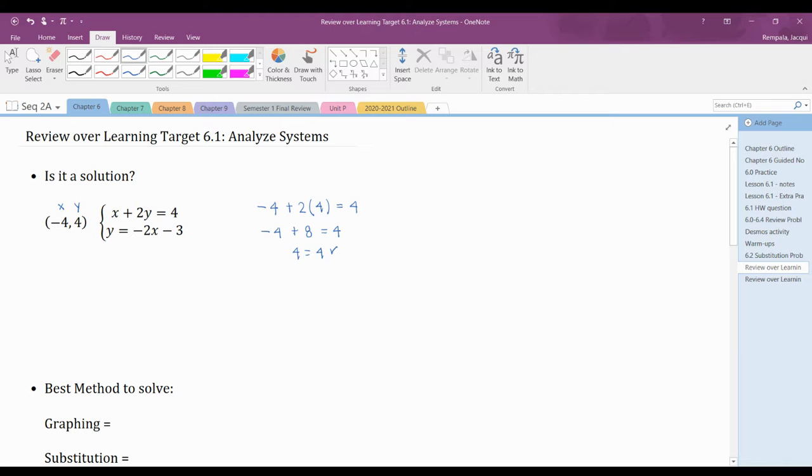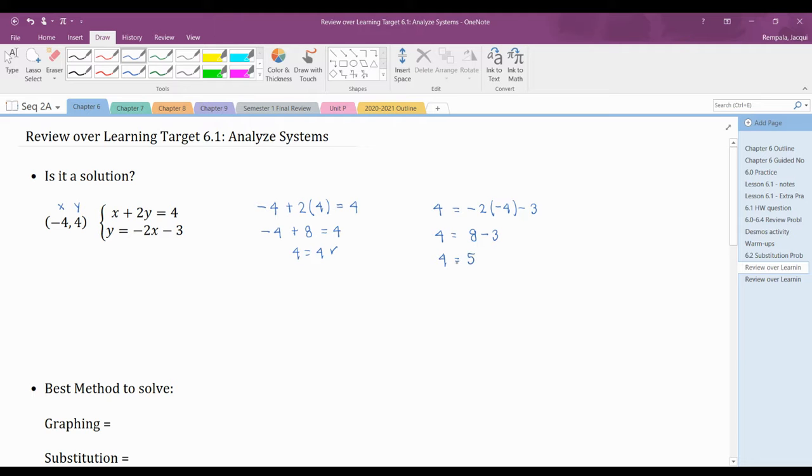So far, so good. If I look at the bottom equation, it starts with y. So I have to put 4 first. That's going to equal, now I want to plug in the -4 into the x. So I can't do anything to the left. I want to simplify the right and see if I have a true statement. So when I multiply, -2 times -4 is +8. I still want to subtract 3. Well, what is 8 minus 3?